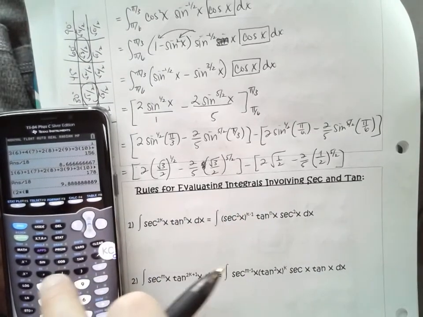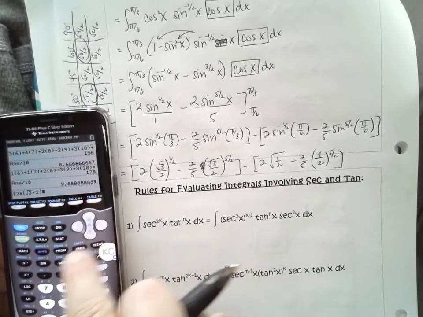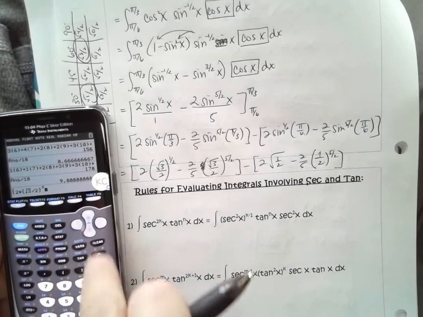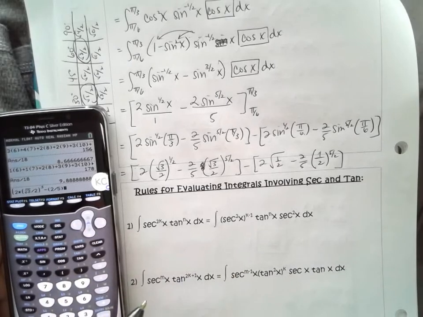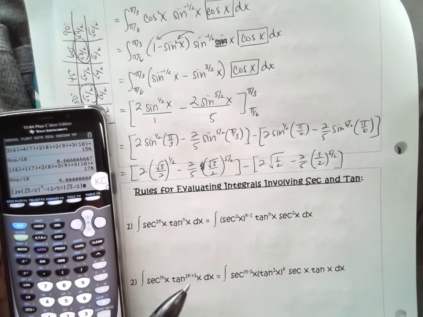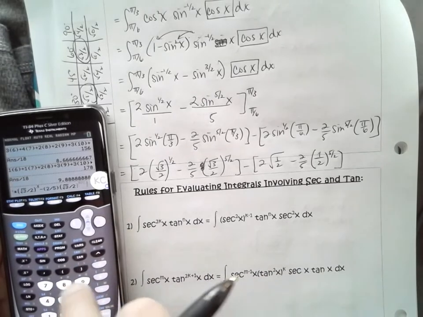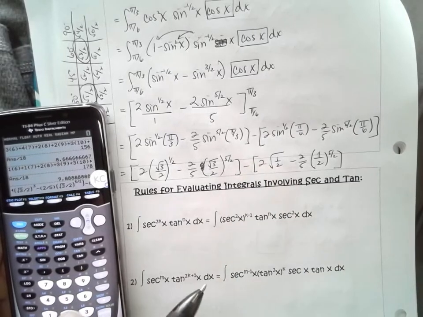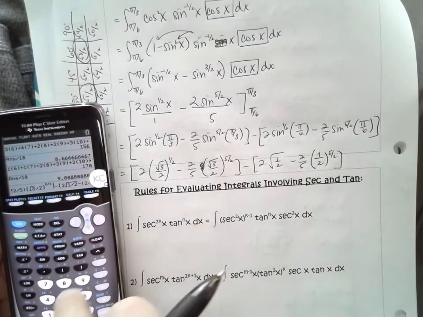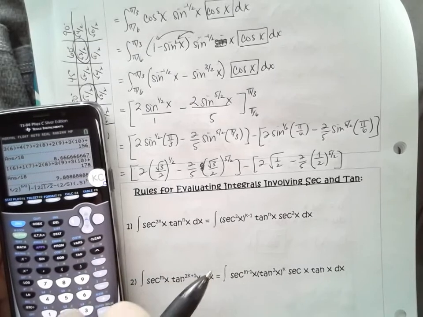2 times the square root of 3 over 2 to the 1/2 power, minus 2/5 times square root of 3 over 2 to the 5/2 power, minus 2 times the square root of 1/2, I wrote that in, minus 2/5 times 1/2 to the 5/2 power.